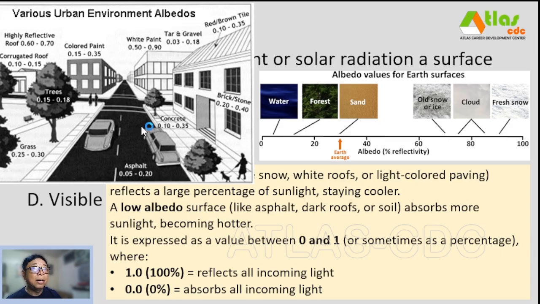So you can see here that dark surfaces like asphalt have a very low albedo as compared to white paint, which has a fairly high albedo of up to 0.9, or 90%. So colored paint has a lower albedo than the white paint.